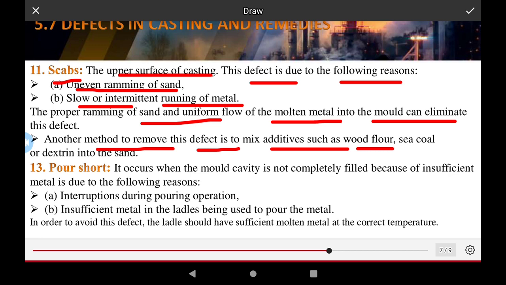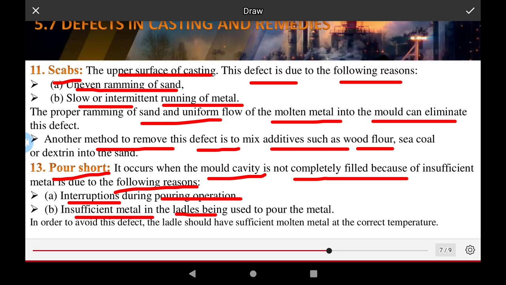Misrun occurs when the mold cavity is not completely filled because of insufficient metal, due to the following reasons: interruption during the pouring operation, and insufficient metal in the ladle used for the pouring of metal. In order to avoid the defect, a ladle should have sufficient molten metal at the correct temperature.